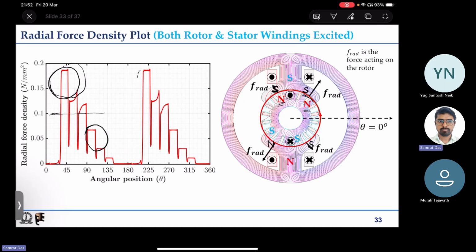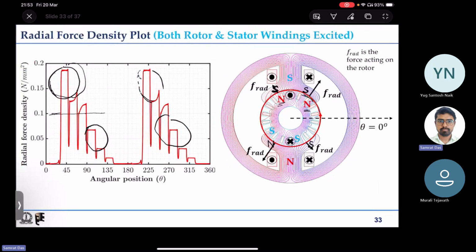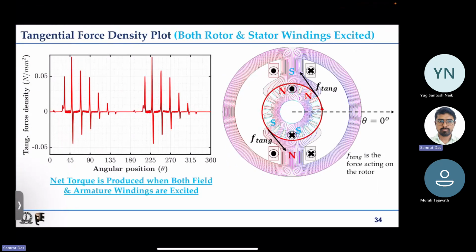That explains why you have higher force for one side of the stator pole and lower force on the other side of the stator pole. So that is about the radial force density. Now let us try to look at the tangential force density, where for the first time you will be able to see from the figure itself that if you compute the area under the curve, the positive notches are significantly higher compared to the negative notches.